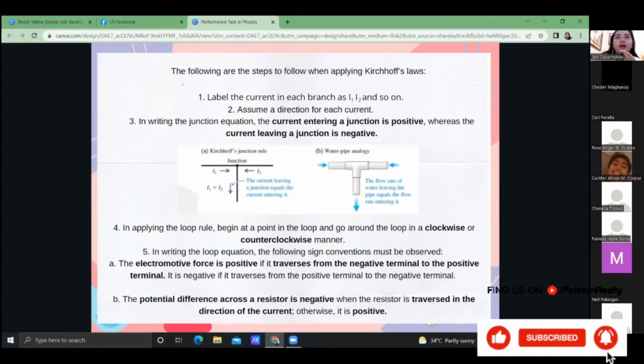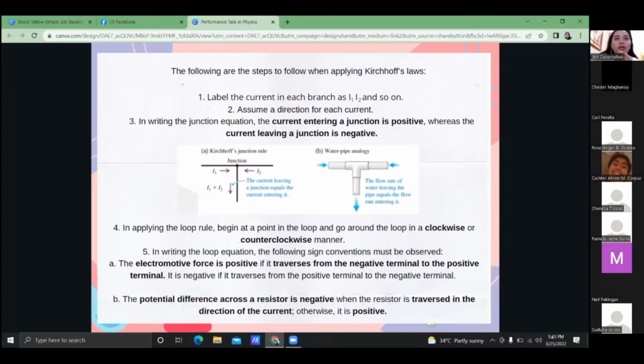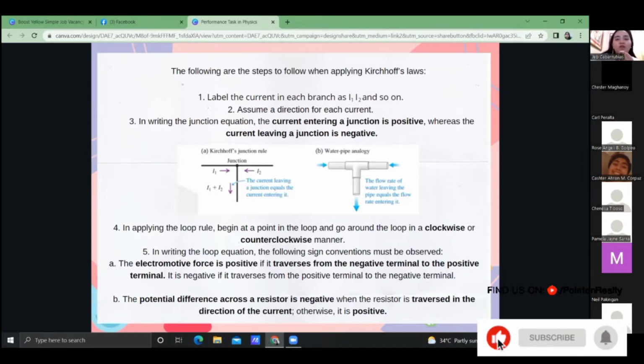Number 1 is to label the current in each branch as I sub 1, I sub 2, and so on. Number 2 is to assume a direction for each current. Number 3, in writing the junction equation, the current entering a junction is positive whereas the current leaving a junction is negative. Number 4, in applying the loop rule, begin at a point in the loop and go around the loop in a clockwise or counterclockwise manner. Number 5, in writing the loop equation, the following sign convention must be observed.